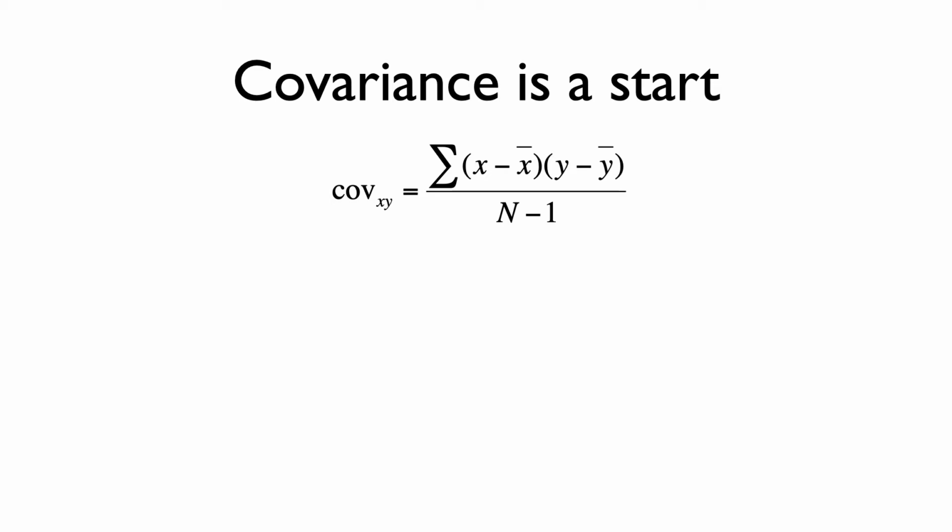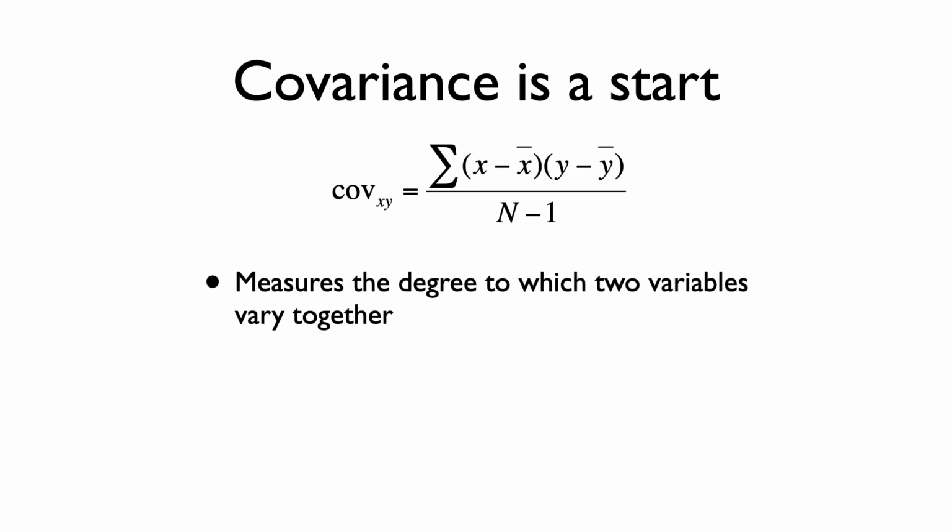First of all, this looks like a variance, except we have x and y, not just x and x. Normally we would have x minus x bar squared, which is x minus x bar times x minus x bar. What we have here is x minus x bar times y minus y bar. We're looking at two separate variables. So this measures the degree to which two variables vary together, or covary, hence the name.